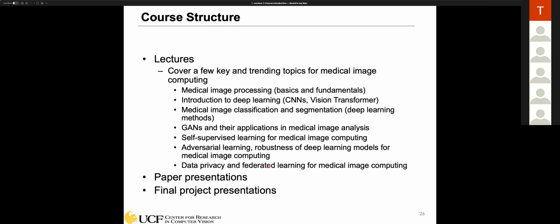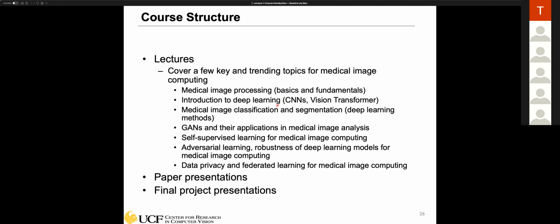Okay, and here's the structure of this course. So the first part will have lectures, maybe around 10 lectures, to cover a few key and trending topics for medical computing. For example, I will talk about medical image processing, the basic imaging modalities, and some of the fundamentals, and also some of the image processing or computing tasks like classification, registration, segmentation, etc.